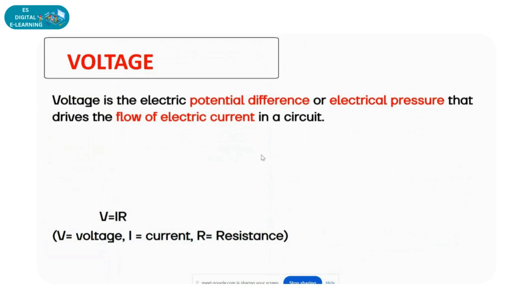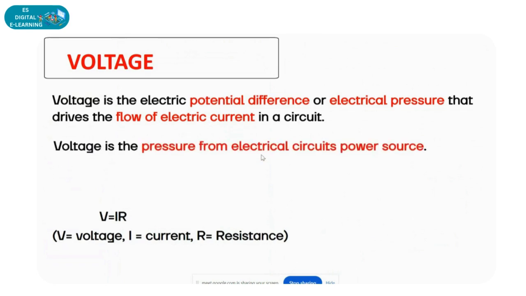So that is the pressure, as we discussed, right? Voltage is nothing but a pressure; here the voltage is the electrical pressure. This is a very important definition. If someone asks you, you should be familiar with it. And where is this pressure coming from? It is generated from the electrical circuit's power source.